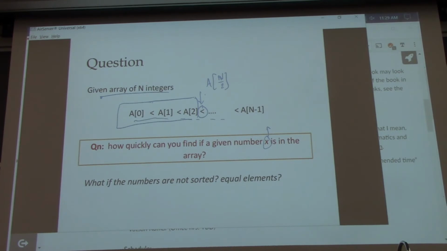Okay, so what I wanted to ask next was, even in this very basic setting, you can ask some interesting questions, right? What if the numbers are not sorted? Then can you do something? What would be the running time if the array were not sorted, and you want to find an x? Yeah, you can't do much, right? You just have to literally go through the full array.